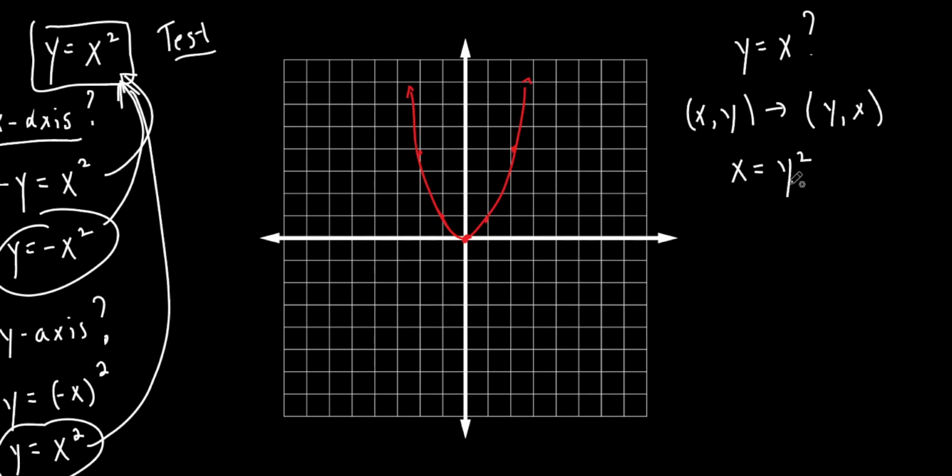Let's get y by itself. How would I get y by itself? Square root both sides, put plus or minus, square root of x. Whoops. Is this the same as what we started with? No, the square root of x is not the same as x squared. So is it symmetric to the line y equals x? No, it's not. Because if the line y equals x was like this, does this thing fold over and become the same graph? No, it doesn't.